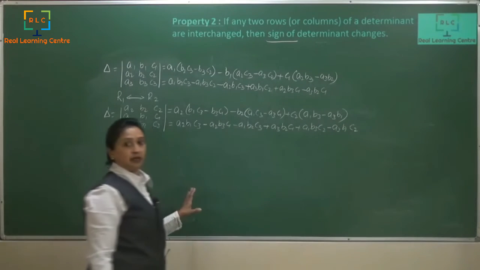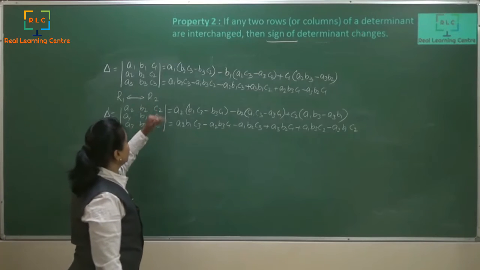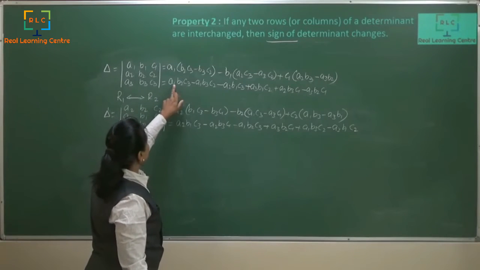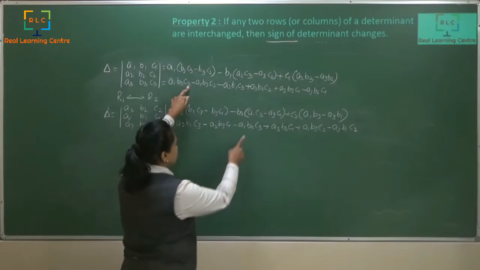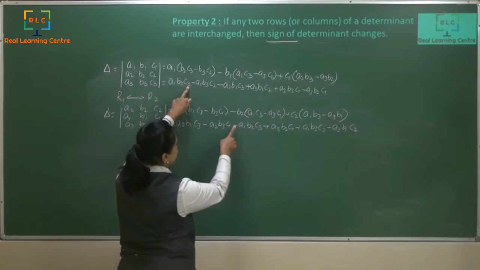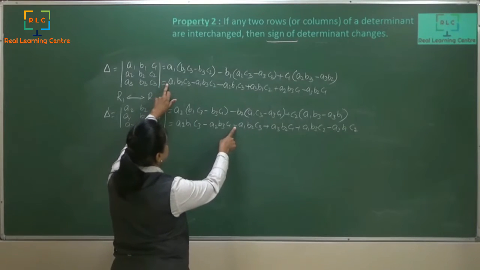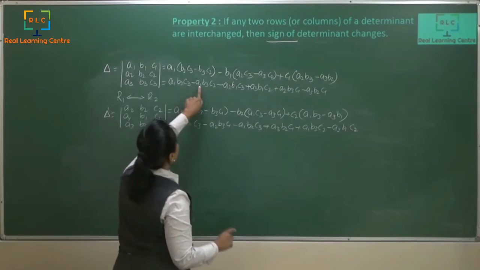I'll check the previous one and this one. See, A1 B2 C3, 1 2 3. Where is 1 2 3? Let me check. 1 2 3 is with plus in the previous one, but here it is with minus. Okay, I'll go to the next one, 1 3 2.